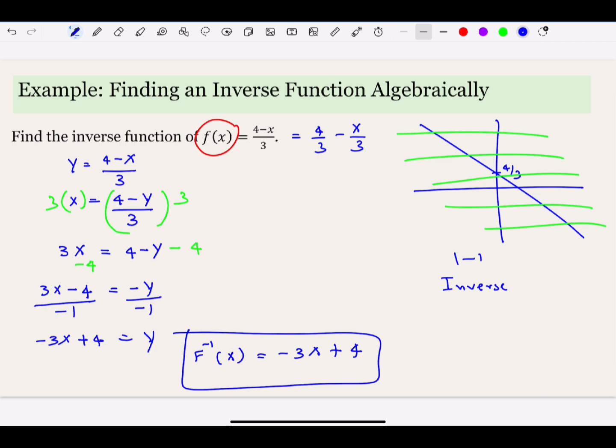So remember, if you're asked to find an inverse function, you have to follow these steps. First, you have to make sure your function has an inverse. You can do this by using the horizontal line test. Once you verify that it does have an inverse, you can use these steps to get the inverse function.